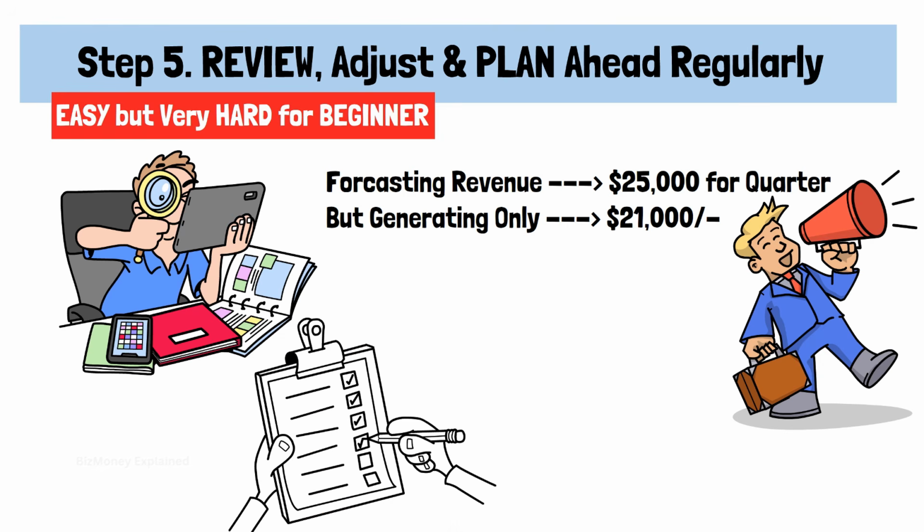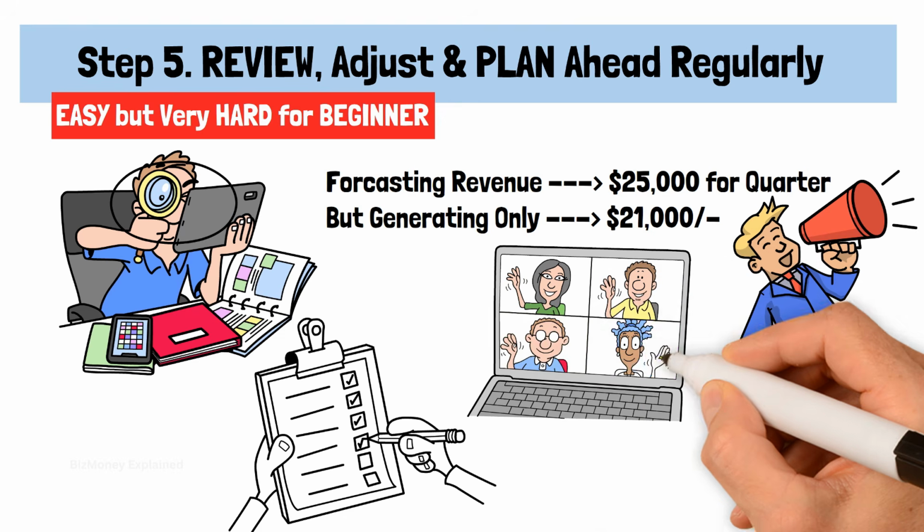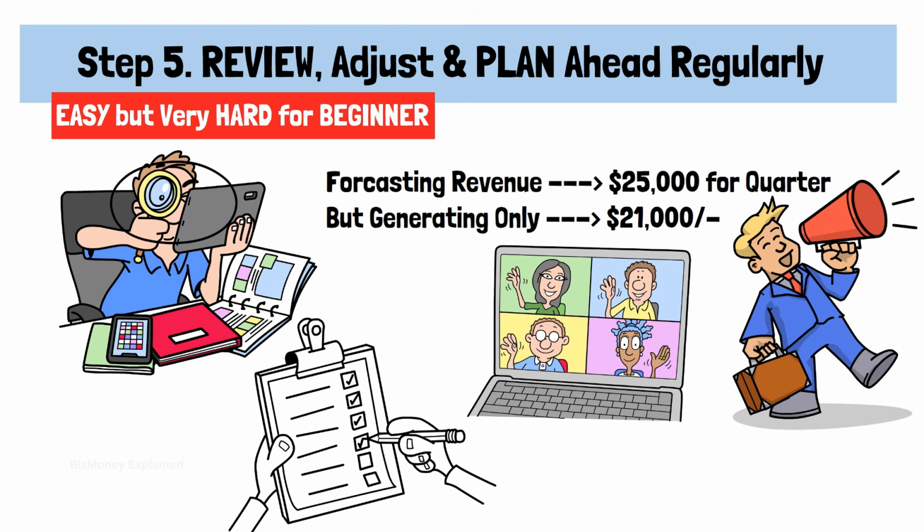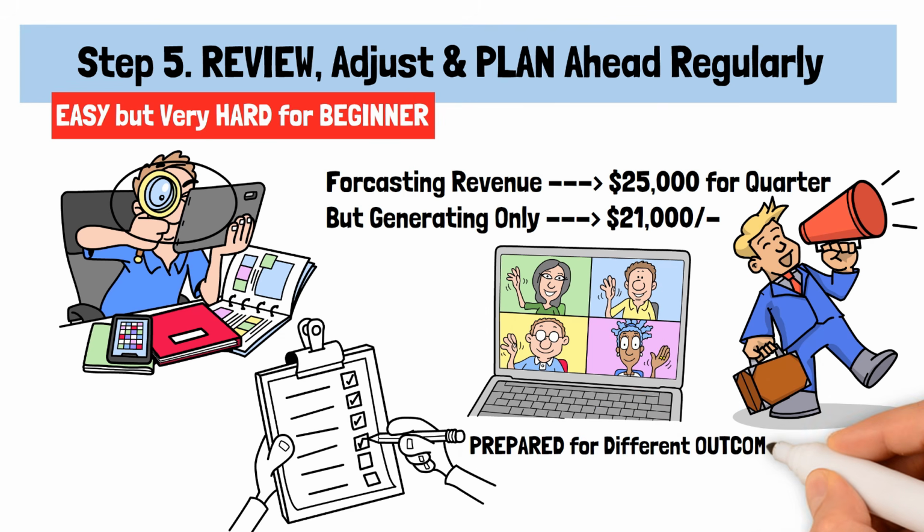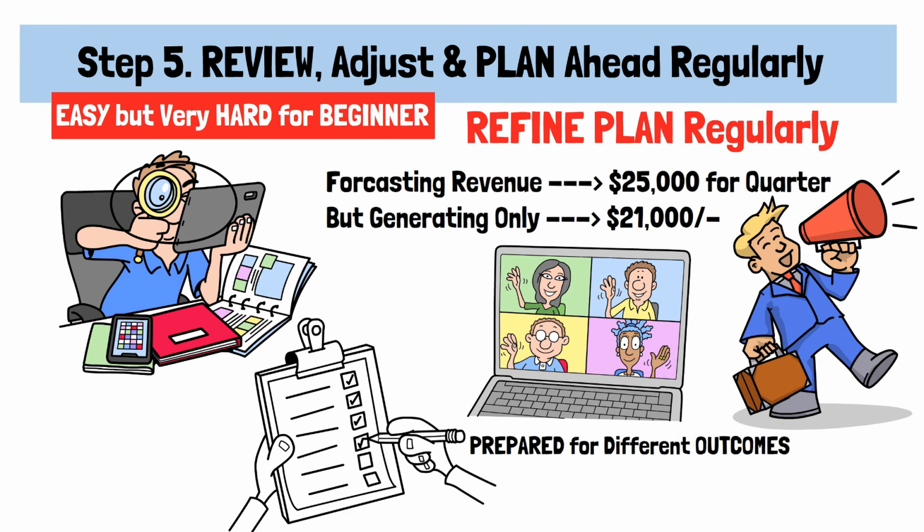Regular reviews also help owners identify positive trends. If revenue consistently exceeds expectations, additional investments or expansion opportunities may become possible. Many businesses schedule monthly financial meetings to compare forecasts against actual performance. These reviews encourage proactive decision-making rather than reactive behavior. Planning ahead creates flexibility because owners are prepared for different outcomes and can respond with confidence. Businesses that review and refine their plans regularly often maintain stronger financial health and achieve more sustainable long-term growth.